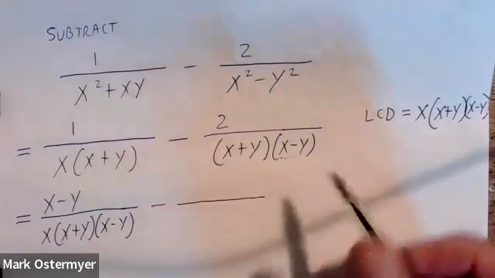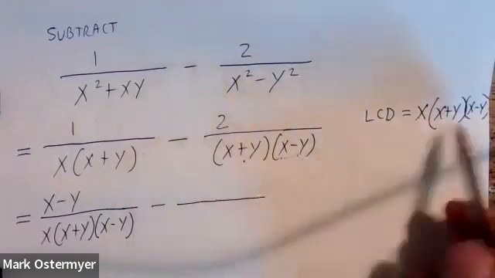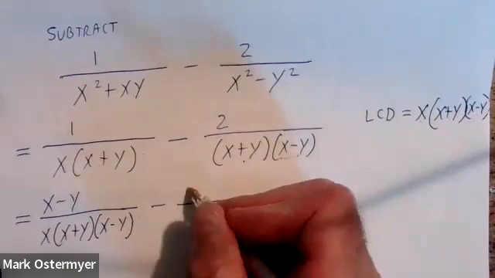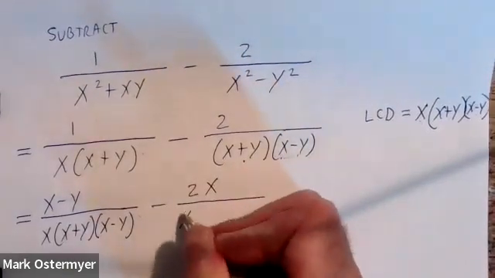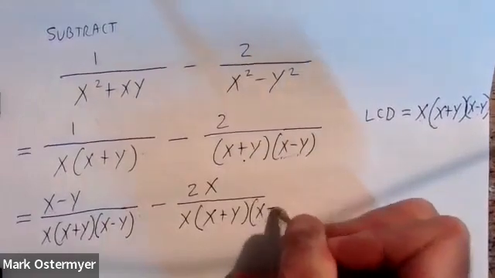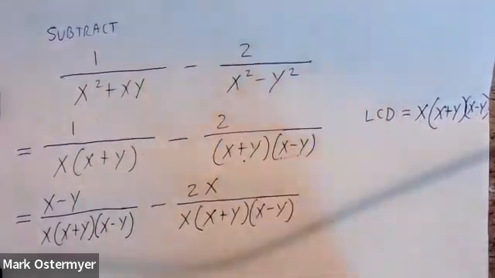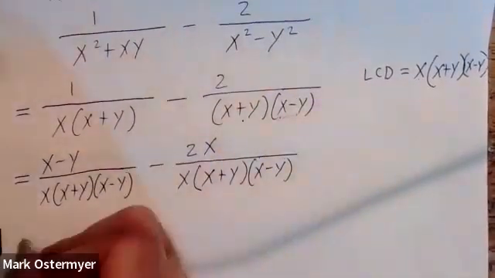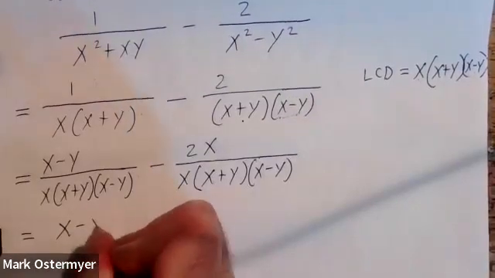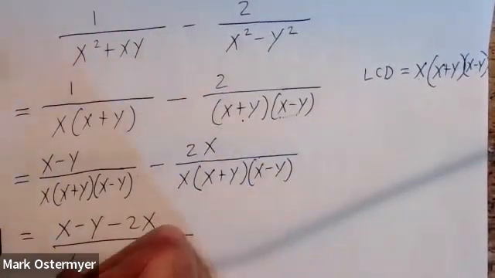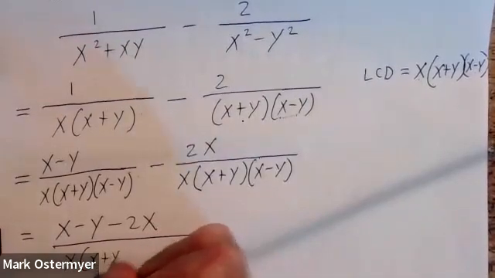The second rational expression has the x plus y and the x minus y. It's missing just a factor of x. So we have to multiply the numerator and denominator of it by x. And that builds the second rational expression up into an equivalent rational expression now with the common denominator. Now that we have a common denominator, we're in business. We can begin to simplify our numerator. We got x minus y minus 2x, and this all sits over our common denominator.